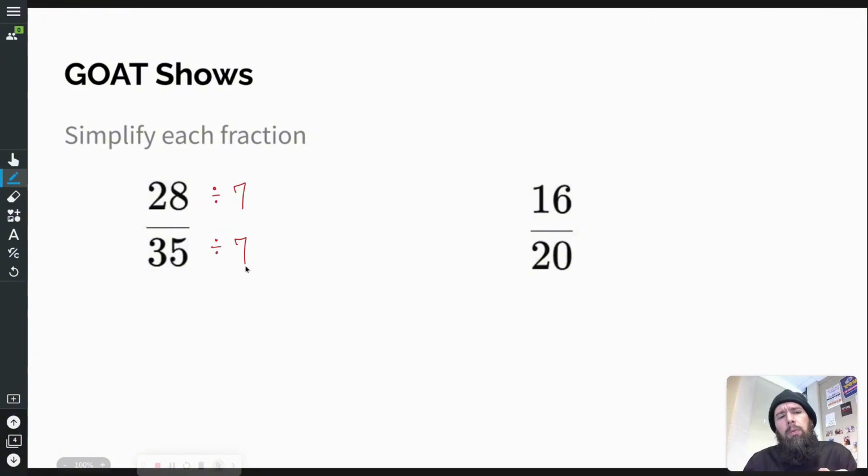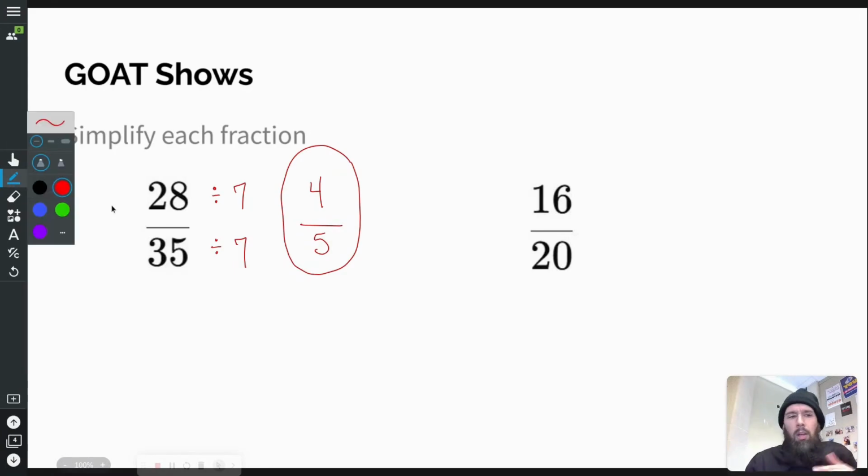Divide by 7. 28 divided by 7 is 4. 35 divided by 7 is 5, and I get 4 over 5. Can I go any further? Nope. The only way I could divide both of those by the same number is if I divide by 1, and that's kind of useless, so I'm done.